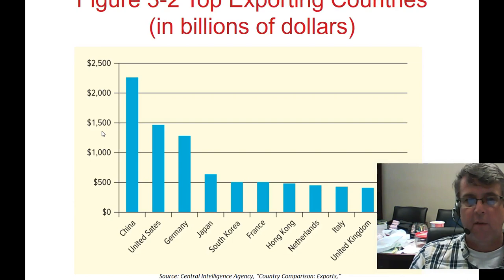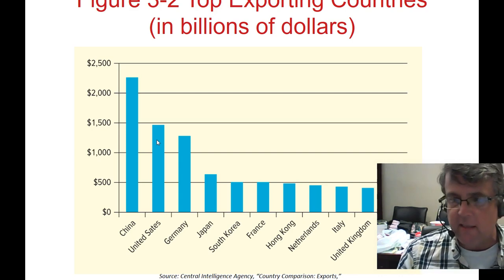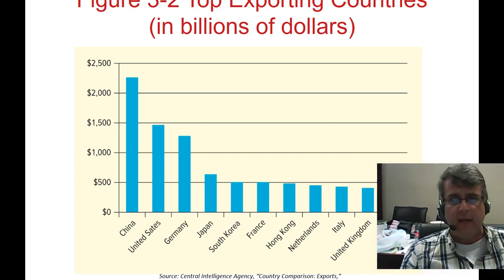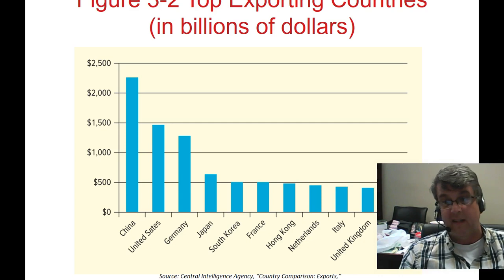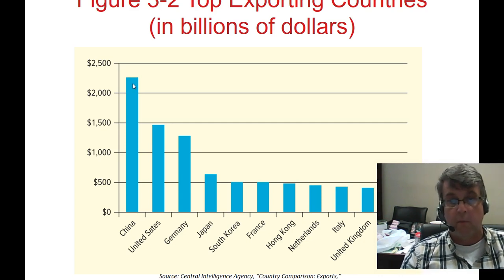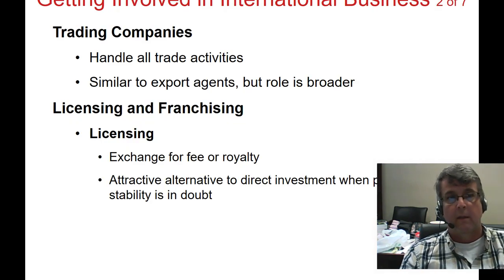Okay, here's a number of exporting countries in dollars. You can see that China exports a lot more than the US, which exports more than Germany and the rest of the world. One of the interesting or nice things about living in the US is this is not a huge part of our economy. It's about a tenth. In China, exports are a much larger proportion of their economy. Okay.